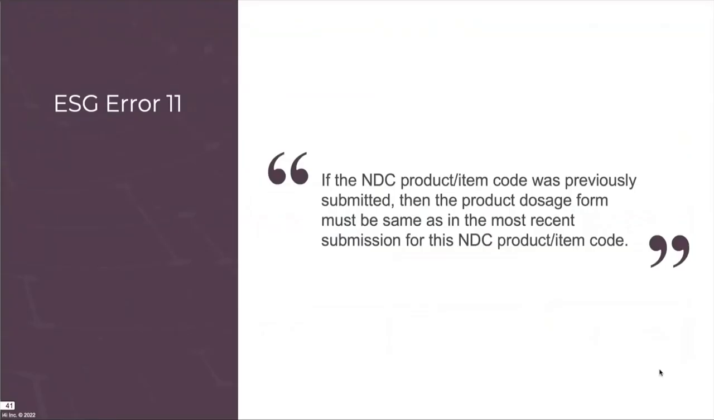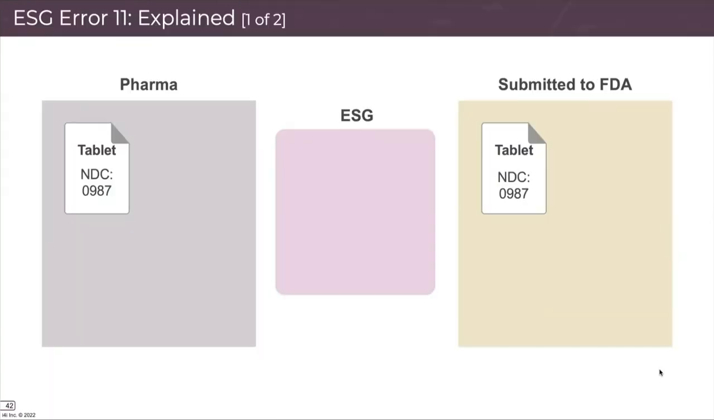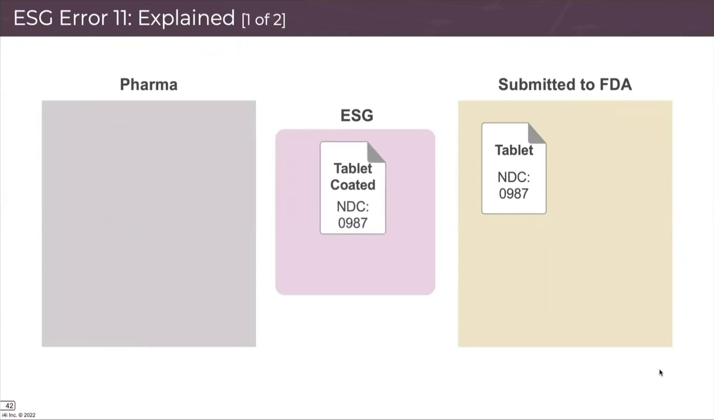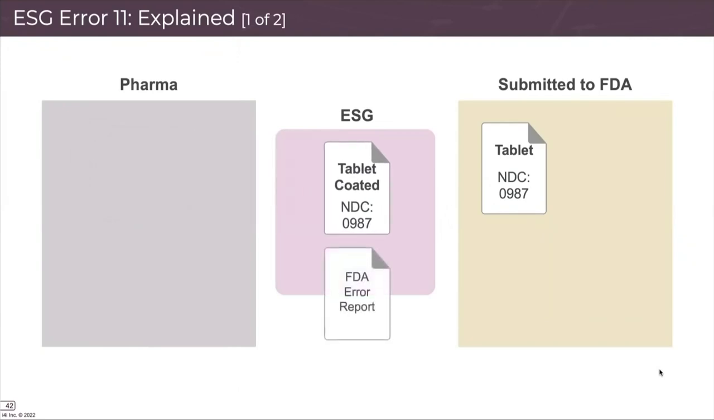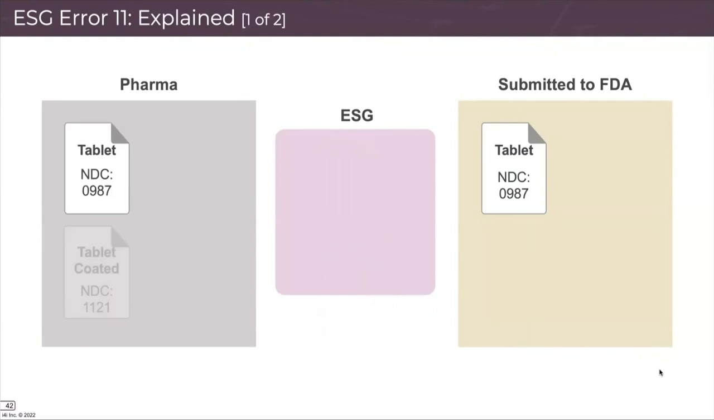Error 11 states that if the NDC product slash item code was previously submitted, then the product dosage form must be same as in the most recent submission for this NDC product slash item code. So the product dosage form is also associated with the NDC code of the drug. Thus, if you are making a change as compared to the previous version in the FDA's database, you will get an error. If there's a change in the dosage form, but you use the same NDC, an error report is generated. Instead, a new NDC is required.